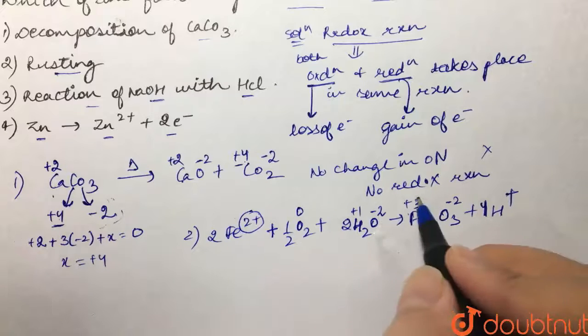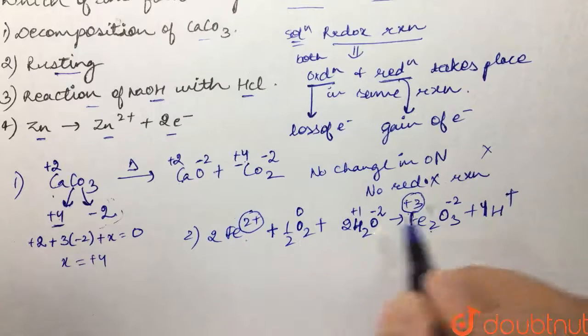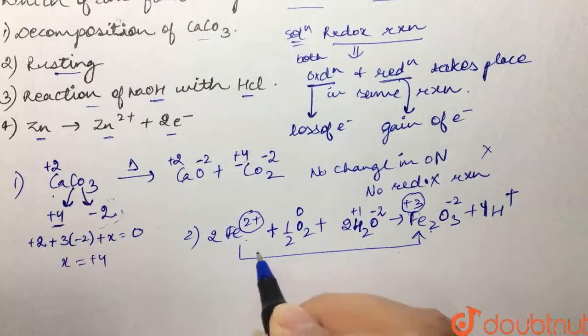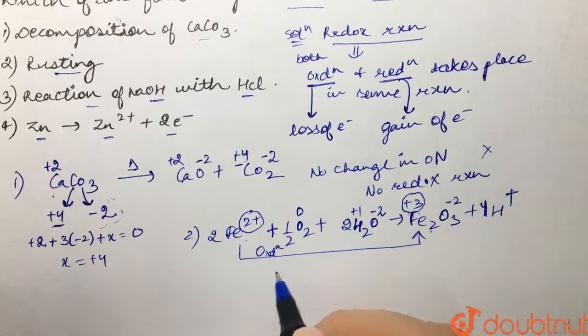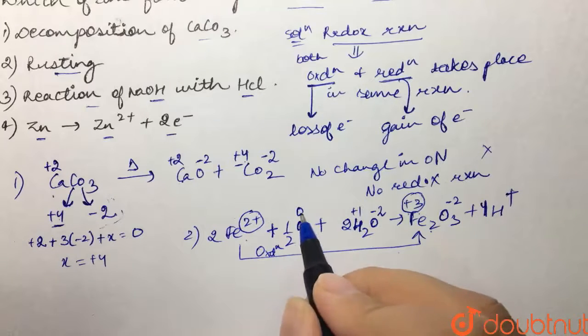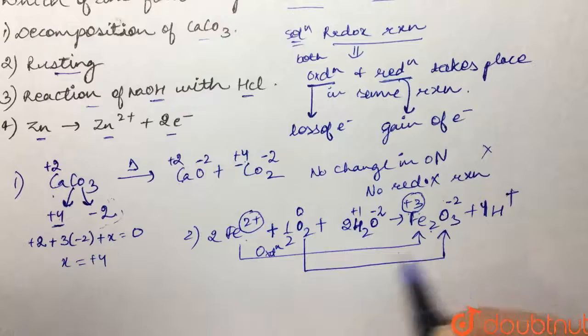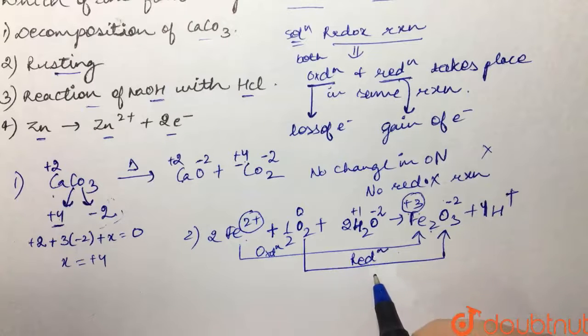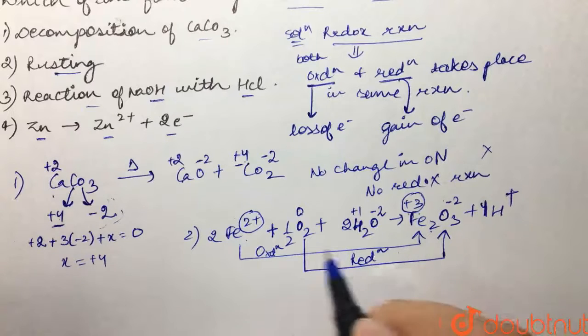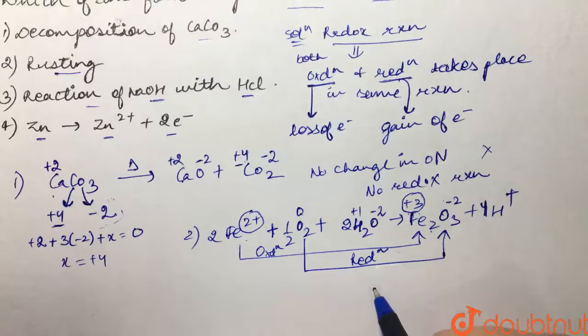If over here we look at iron, it is going from +2 to +3. This is our oxidation because it is losing electrons, and oxygen is going from 0 to -2. This is gaining electrons, so this is reduction. We have change in oxidation numbers over here. We have both oxidation and reduction taking place in the same reaction, so this is our redox reaction.